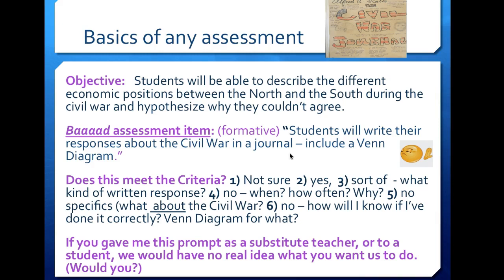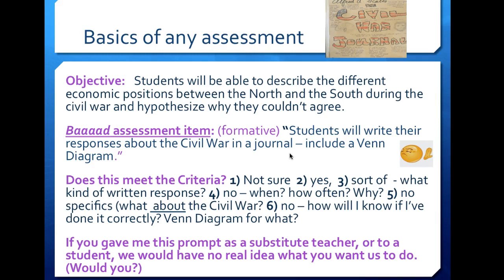So here's the first example. The objective: the students will be able to describe the different economic positions between North and South during the Civil War and hypothesize why the two sides could not agree. So this is a bad assessment item. Students will write their responses about the Civil War in a journal, include a Venn diagram. That's it. That's what the students are given.